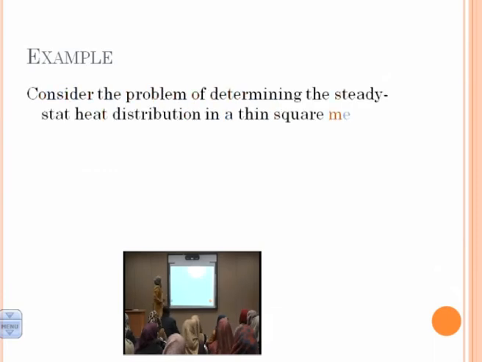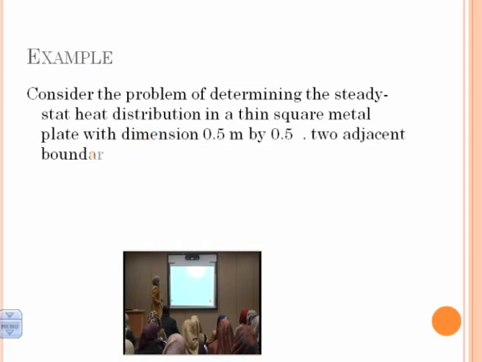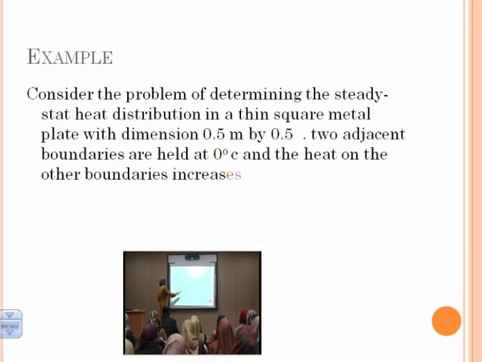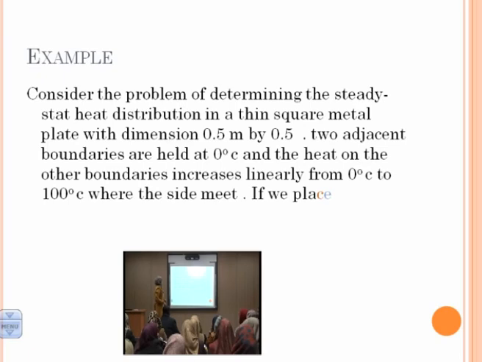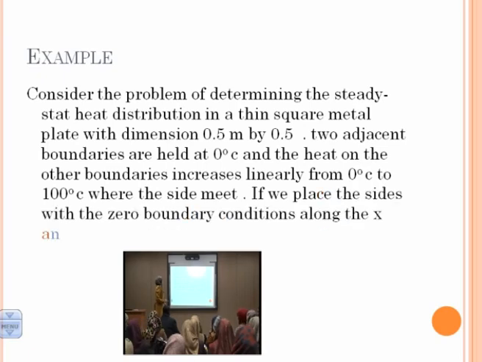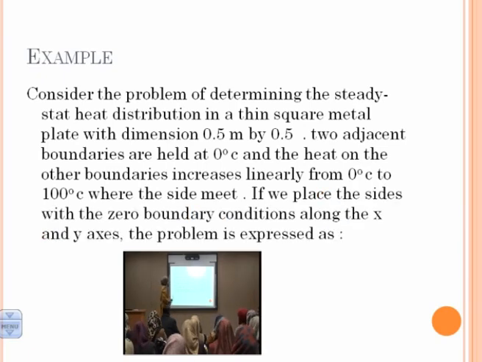Consider the problem of determining a steady state heat distribution in a thin square metal plate with dimensions 0.5 meter by 0.5 meter. Two adjacent boundaries are held at 0 Celsius, and the heat on the other boundaries increases linearly. This is called a Dirichlet boundary condition. It increases linearly from 0 Celsius to 100 Celsius, where the sides meet.